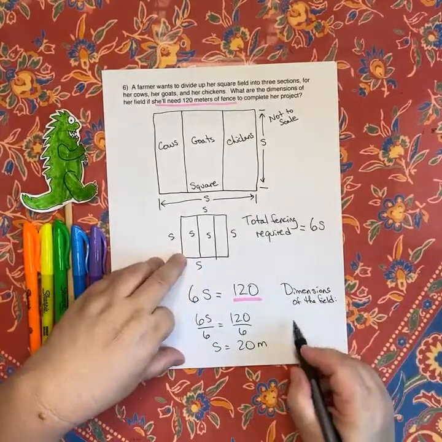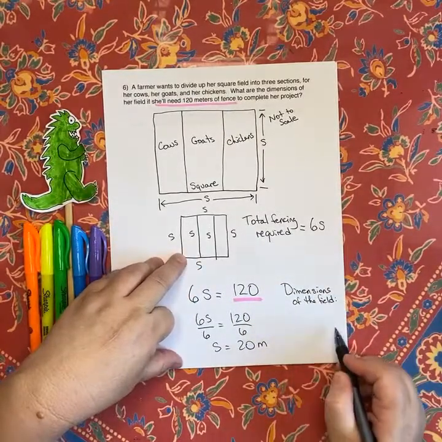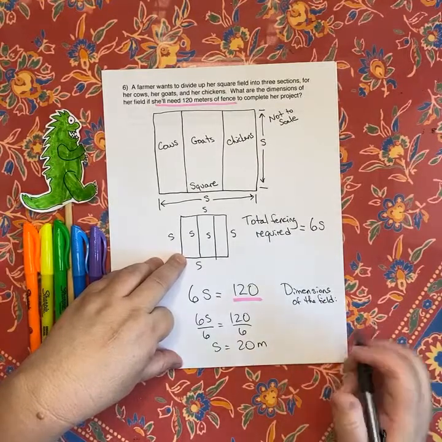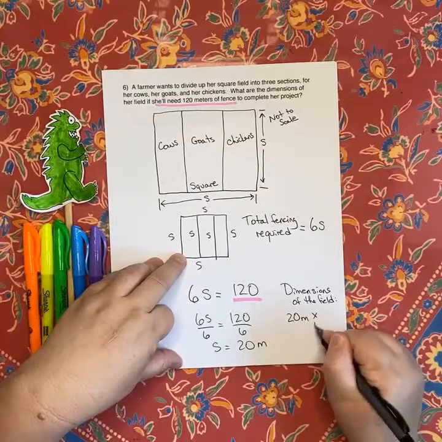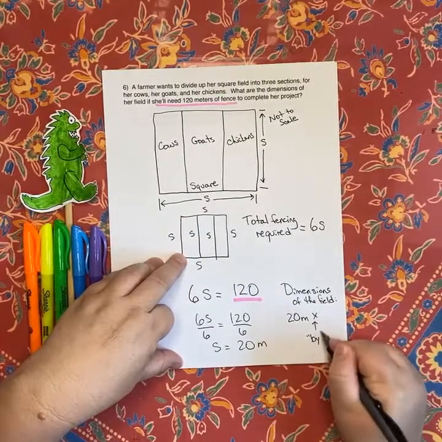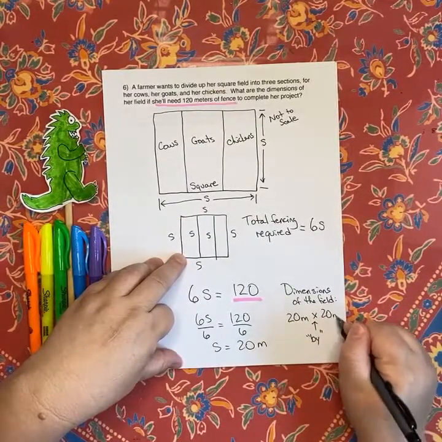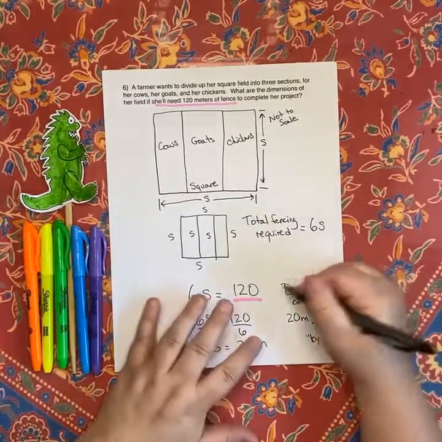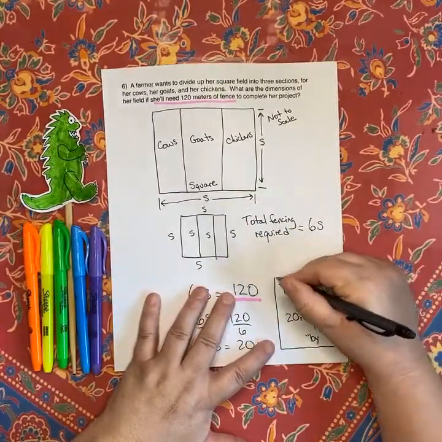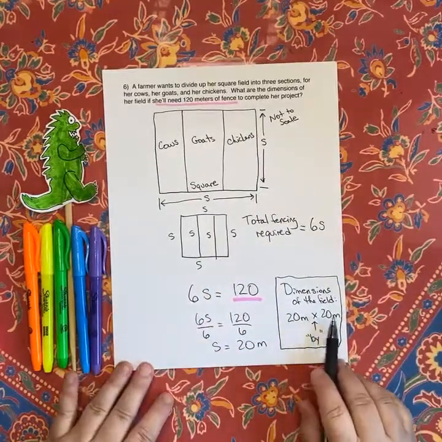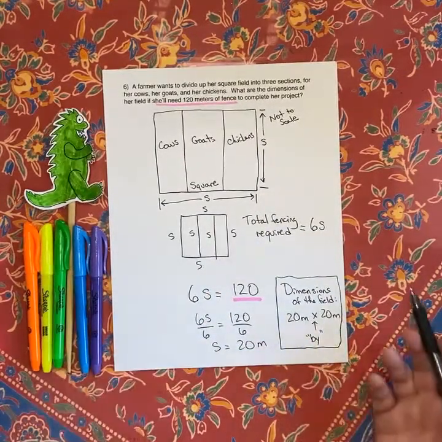And then you would usually either give the length and then the width, or the width and then the length. So in this case, I'm going to say 20 meters by, you pronounce this "by," 20 meters. And that'll be my answer. So it's not enough to just give S. When it says what are the dimensions, you have to list both, even if it's a square.